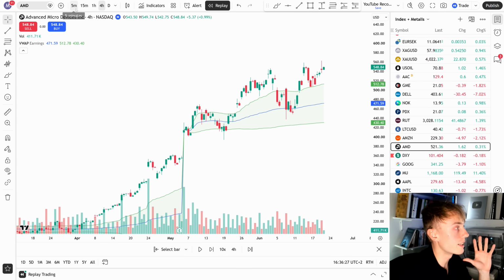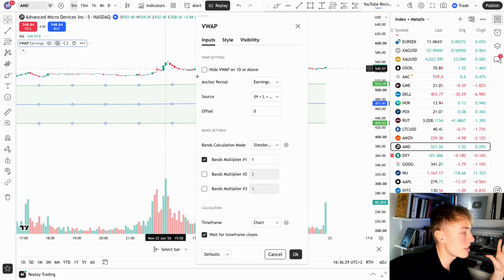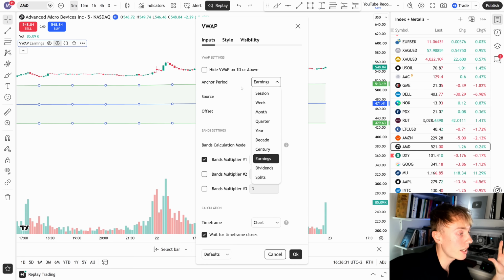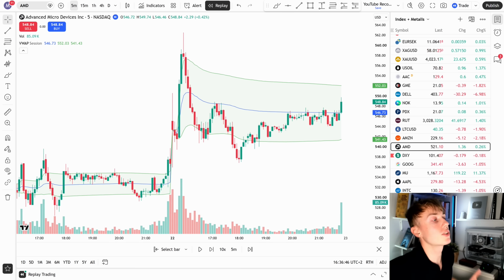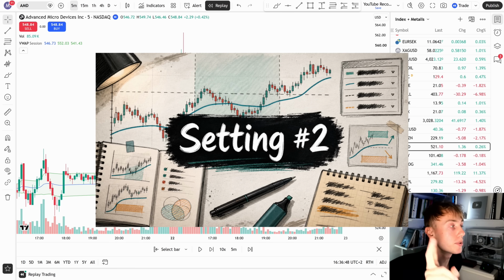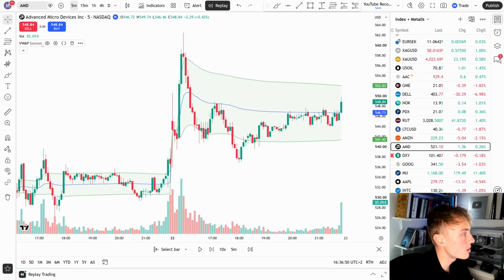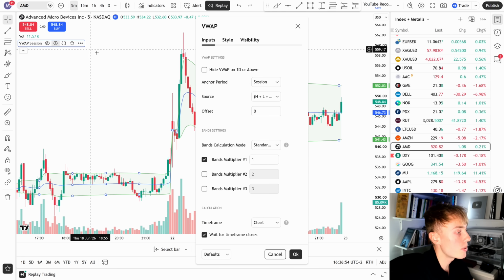But now let's quickly go back to the 5-minute chart, and I do want to change the anchor period back to the session, and press OK. All right, so now let's take a look at setting number 2. And to change this setting, once again, we want to go up to the settings tab in the upper left corner, press right here.